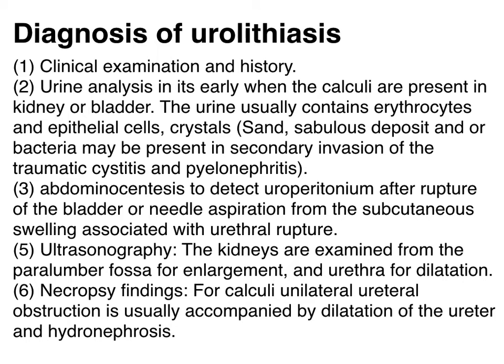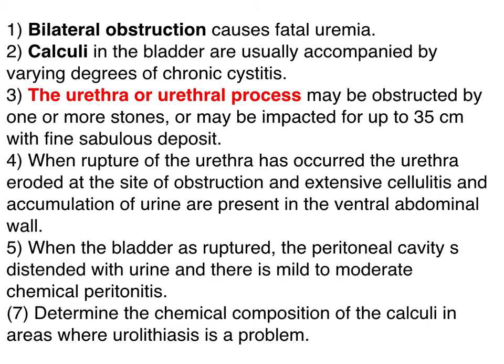Necropsy findings for calculi: unilateral urethral obstruction is usually accompanied by dilatation of the ureter and hydronephrosis. Bilateral obstruction causes fatal uremia. Calculi in the bladder are usually accompanied by varying degrees of chronic cystitis. The urethra or urethral process may be obstructed by one or more stones, or may be impacted for up to 35 cm with fine sabulous deposit. When rupture of the urethra has occurred, the urethra is eroded at the sites of obstruction with extensive cellulitis. When the bladder is ruptured, the peritoneal cavity is distended with urine and there is mild to moderate chemical peritonitis. This is important because the urine is highly acidic, containing uric acid, so it can cause chemical peritonitis.